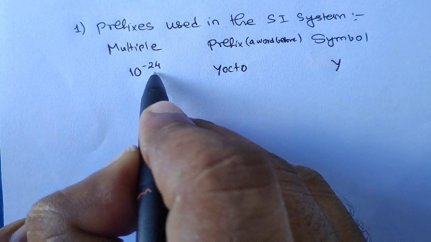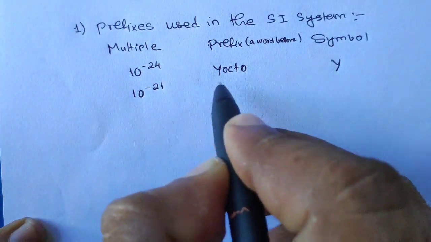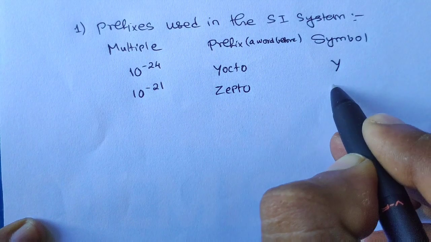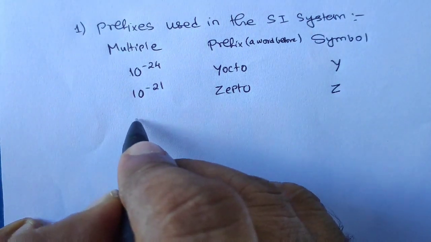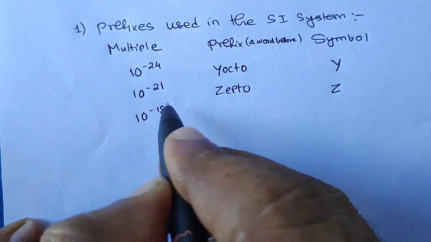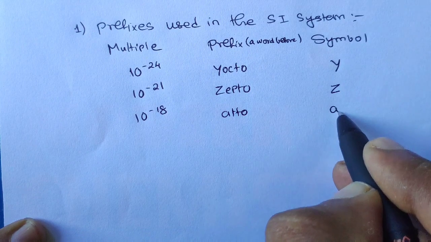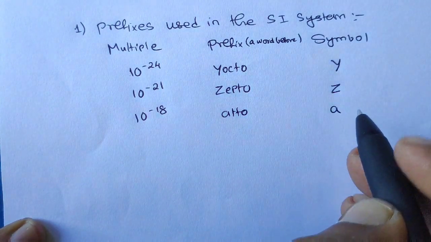In the same way, 24 minus 3, it will be 10 raised to minus 21. Clear? It is called zepto and the symbol is z. Then 10 raised to minus 18 is atto and the symbol is a in lowercase. These are all in lowercase, right?